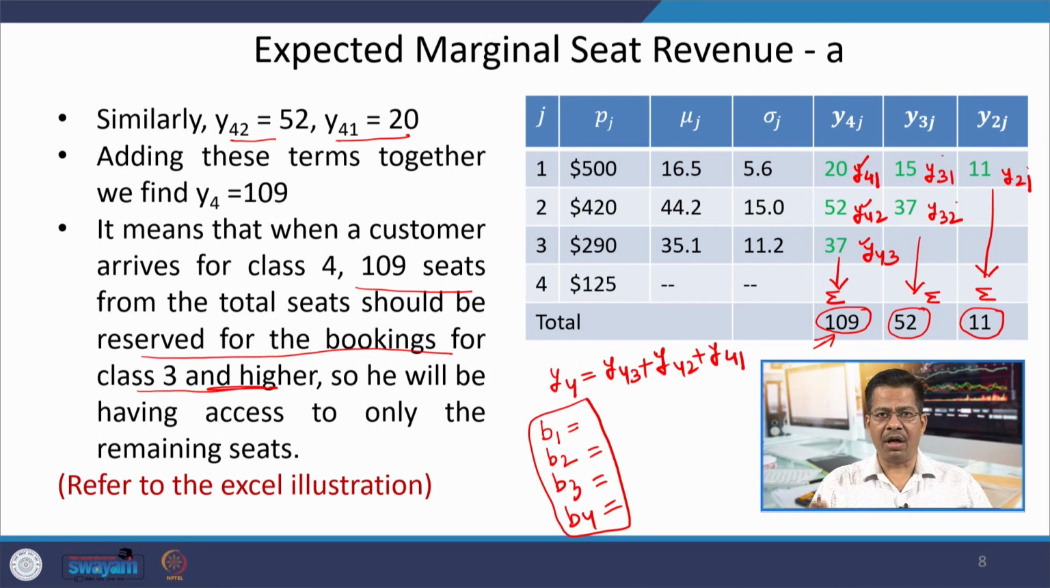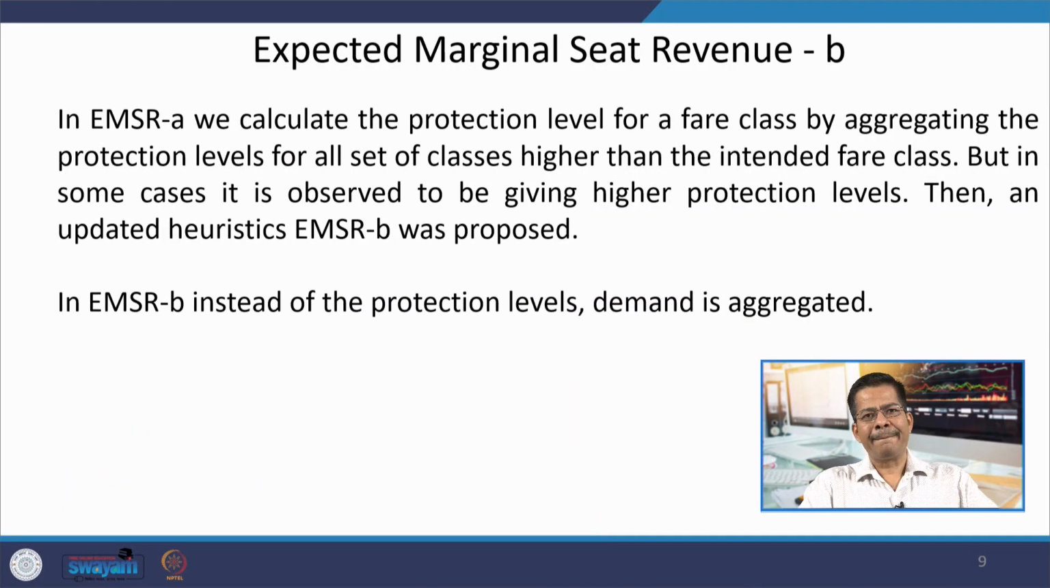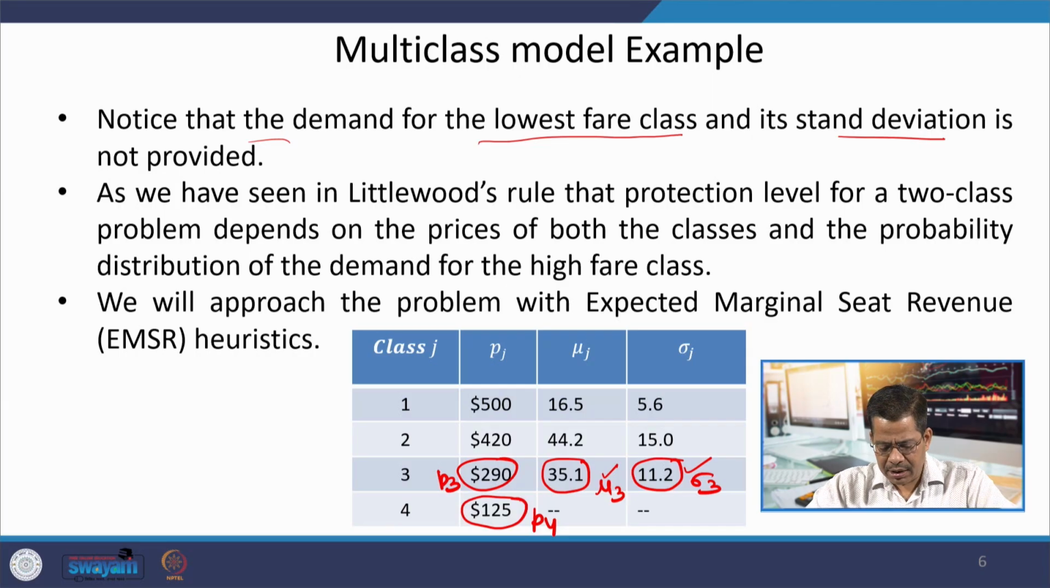So, this is how EMSRA is done, where the important thing is to calculate the protection label with respect to each higher class which is available at that particular class level. The other method is EMSRB, which is a computationally slightly faster method. Here we are not going to create so many classes for the higher class.